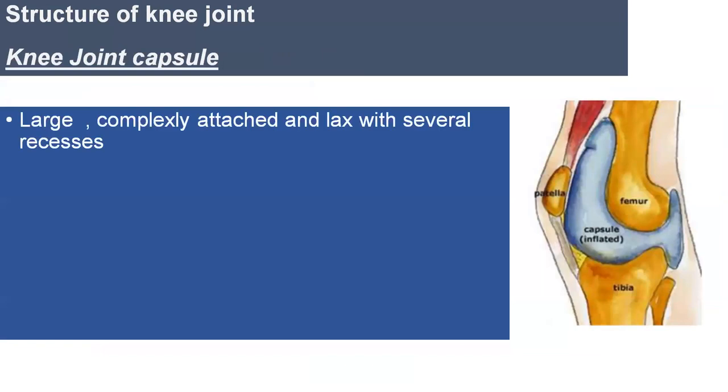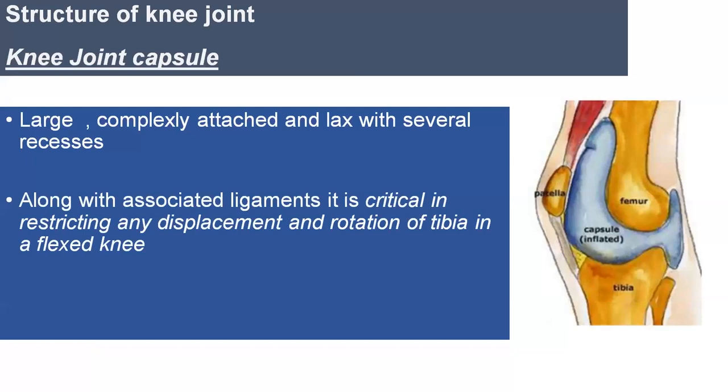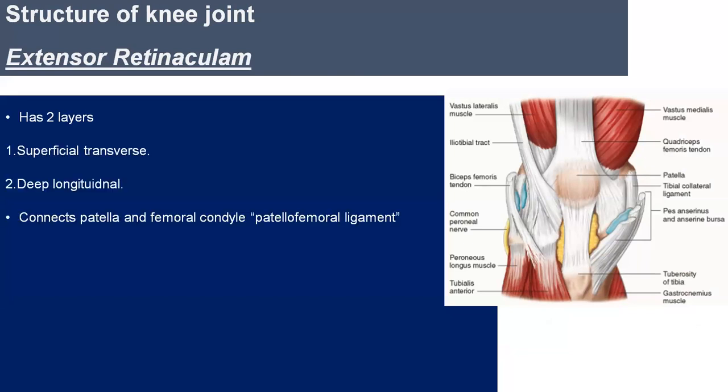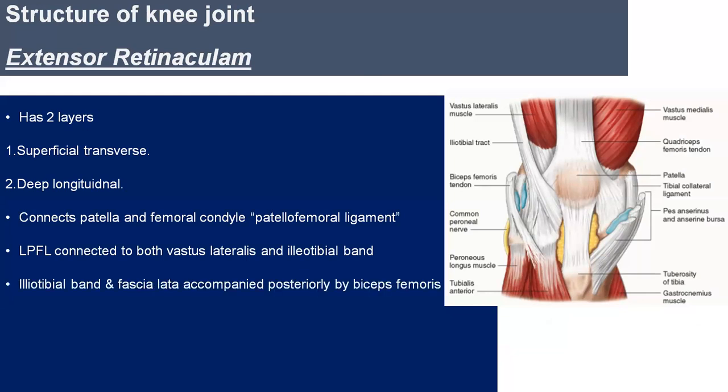The knee joint capsule is large, complexly attached, and lax, with several recesses. Along with associated ligaments, it is critical in restricting any displacement and rotation of the tibia in a flexed knee. Coming to the external retinaculum, it has two layers, the superficial transverse layer and the deep longitudinal layer, and it connects the patella and the femoral condyle. That's the patellofemoral ligament. The lateral patellofemoral ligament is connected to both the vastus lateralis and the IT band. The IT band and fascia lata are accompanied posteriorly by the biceps femoris.